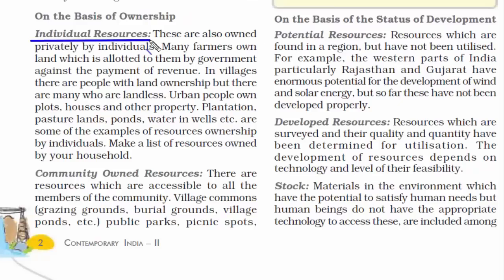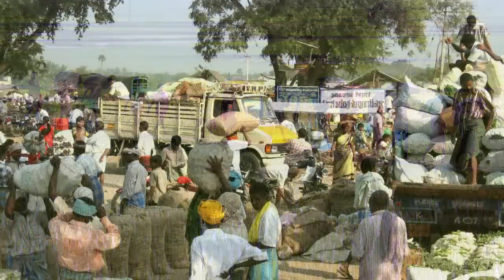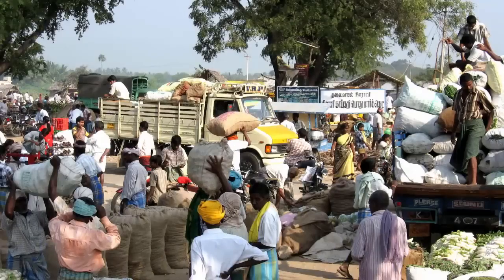So what is the meaning of individual resources? They are owned privately by individuals. For example, farmers have land which is given to them by the government, and at the end of the month or a particular year, they have to make payment.